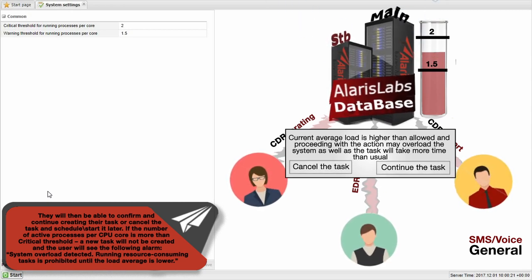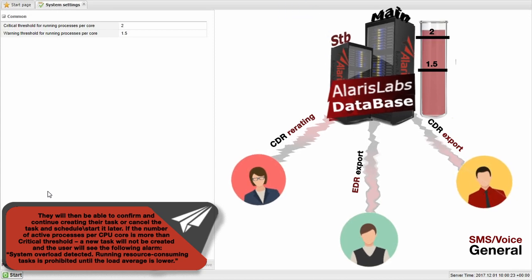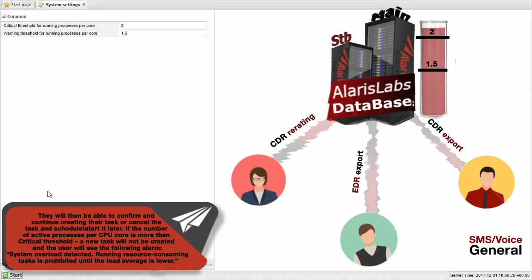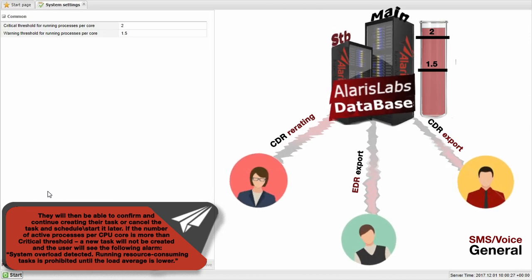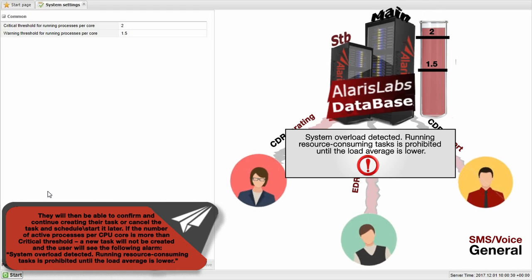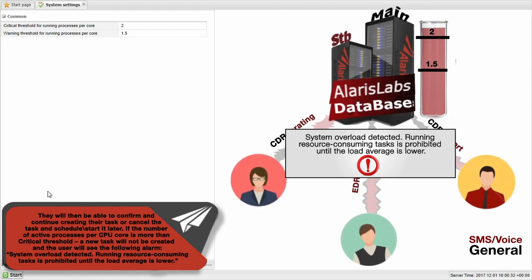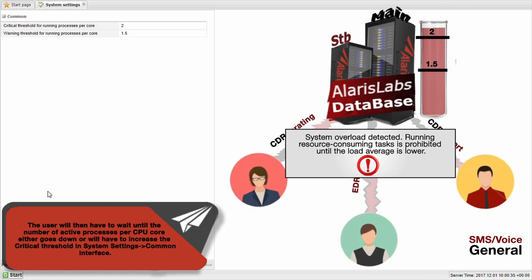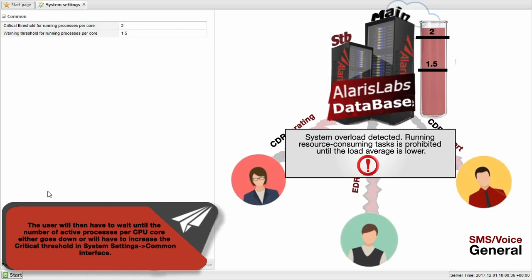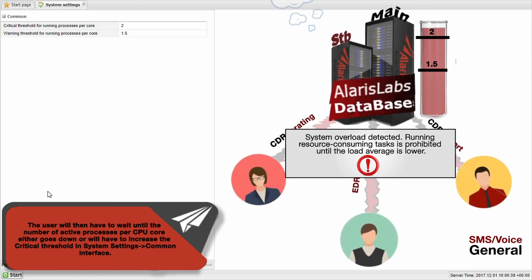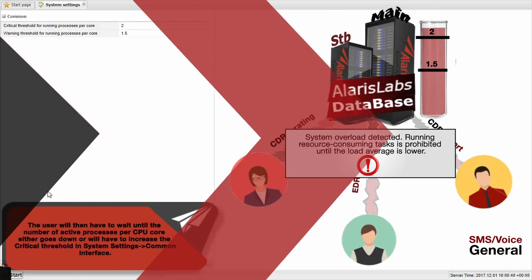If the number of active processes per CPU core is more than the critical threshold, a new task will not be created and the user will see the following alarm: System overload detected. Running resource-consuming task is prohibited until the load average is lower. The user will then have to wait until the number of active processes per CPU core goes down or will have to increase the critical threshold in the system settings common interface.